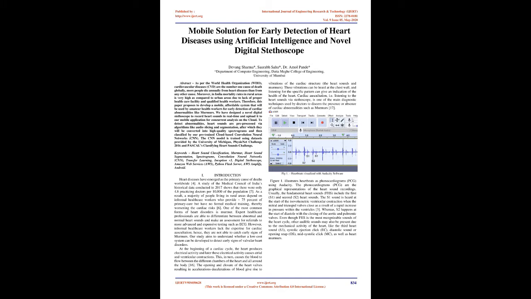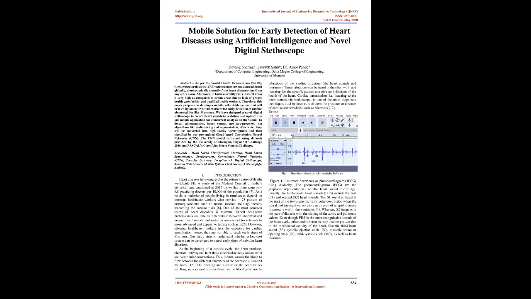Usually, the fundamental heart sounds, FHS, include the first, S1, and second, S2, heart sounds. The S1 sound is heard at the start of the isovolumetric ventricular contraction when the mitral and tricuspid valves close as a result of a rapid increase in pressure within the ventricles. Whereas, S2 happens at the start of diastole with the closing of the aortic and pulmonic valves.